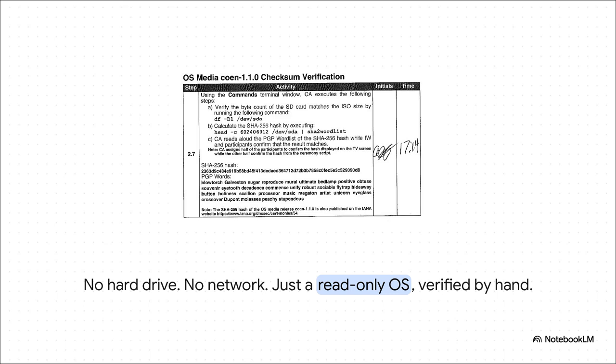And what you're seeing here is a person right in the middle of the ceremony manually verifying a checksum of the operating system. A checksum is like a unique digital fingerprint for a file. They read this fingerprint, this hash value, out loud while other people confirm it against a printed script to make absolutely certain that not a single bit has been changed.